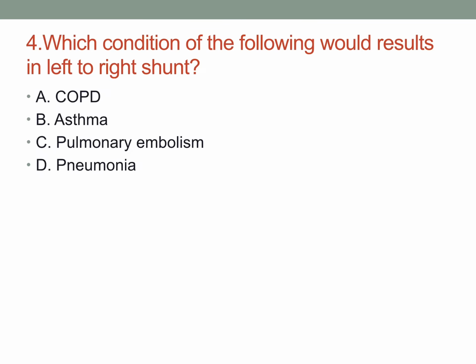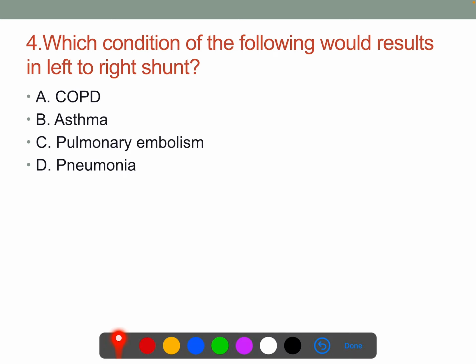Coming to next question, which condition of the following would result in left to right shunt? So left to right shunt we have learned in cardiology, but in lungs they asked this question. It is a little confusing question, but if you think properly, you can answer it very easily. It is pneumonia. Answer is pneumonia.